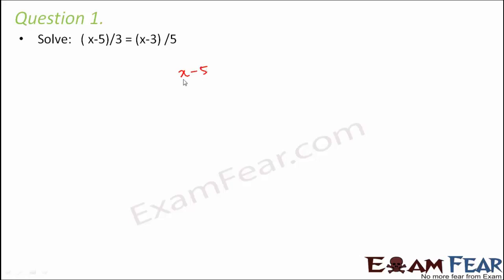Solve (x minus 5) divided by 3 is equal to (x minus 3) divided by 5. So this equation belongs to which form? Type 1 or type 2? Which tip are we going to apply? Tip 1 or tip 2? This is going to be applicable for tip 1, because here we have it in the form of numerator by denominator equals numerator by denominator. So what will we do here? We will simply cross multiply.